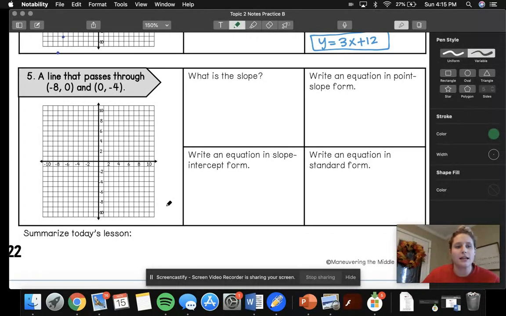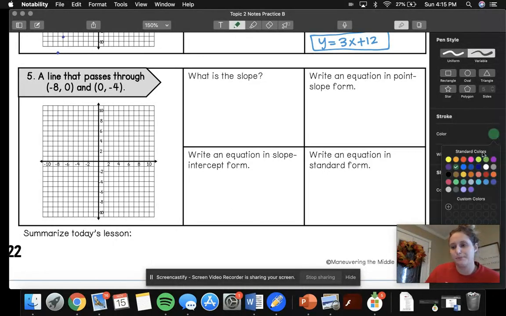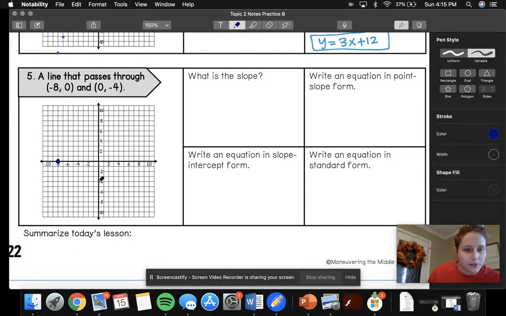All right, so it has a line that passes through -8, 0, and 0, -4. It asks, what is the slope? What is the equation in point slope, slope-intercept form, and in standard form? So this is a good one. So I'm going to plot -8, 0, and 0, -4. Okay. From these 2 points, I can find the slope. You could do rise over run. You could find the change between them or use the slope formula, okay? So it looks like it's going down 4 and right 8, okay? So no matter how you do it, you should get a slope of -1/2, okay?